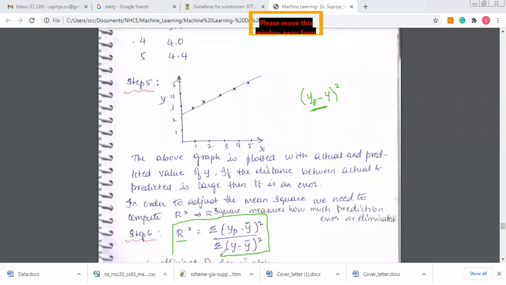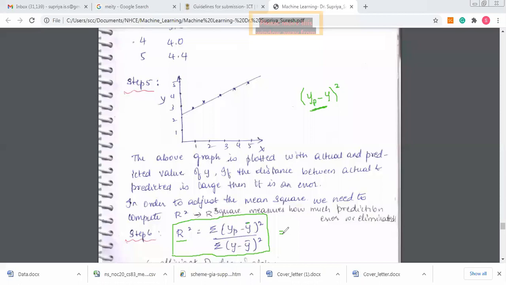Now I have to calculate these values. I already know the YP value, I already know the Y value, and I know the Y mean value also. The only thing I have to do is calculate YP minus Y mean and square it, and again calculate Y minus Y mean and square it, take the summation and substitute. So we will be getting the R square.